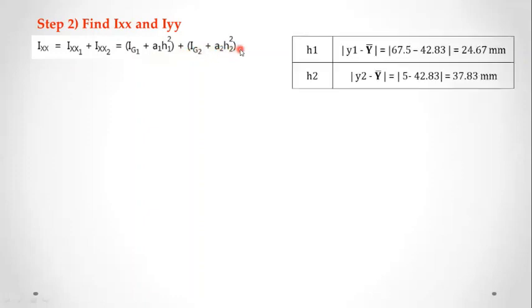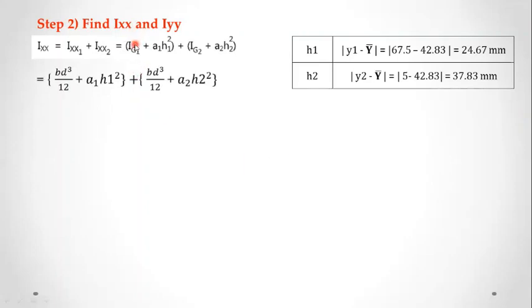So we have to first find H1 and H2. We know that for Ixx, the H1 value is y1 minus y bar and the H2 value is y2 minus y bar. Our y1 is 67.5, y bar is 42.83. You will get the H1 value as 24.67 mm. Now H2 is y2 minus y bar. Our y2 value is 5 mm minus y bar 42.83. You will get the answer of H2 as 37.83 mm.